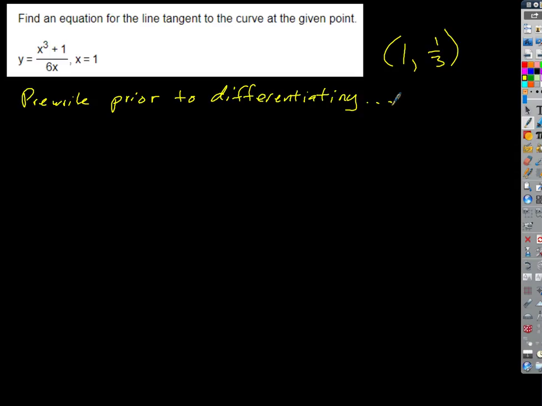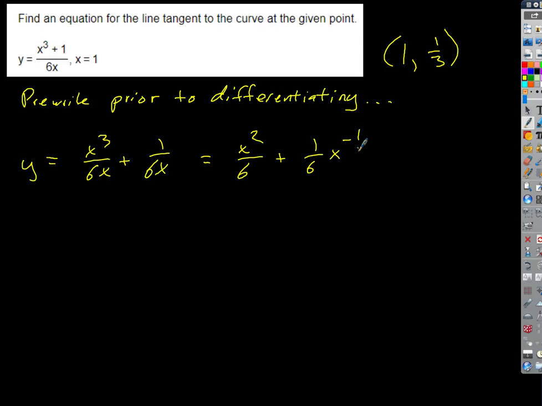Yes, sir? Write it as a sum. Okay, yeah, good. We've got to write this as a sum of two terms, each of which has a power of x. So we're just going to split the fraction, right? So this is going to look like y equals x cubed over 6x plus 1 over 6x, right? And then how can I simplify that? What does this become? Okay, good. If I divide like bases, I just subtract exponents, right? So I have x to the 3 minus 1 on the top. So x squared over 6 plus 1/6 x to the negative 1, right?